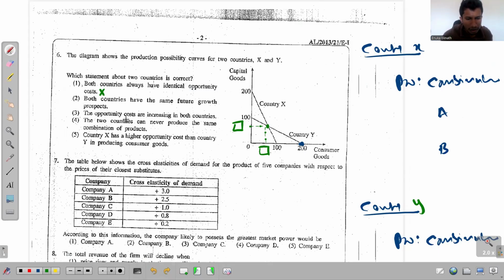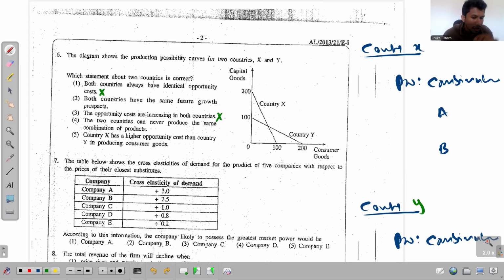So the third one, the opportunity costs are increasing in both countries. So this is the point. If the opportunity cost of producing the goods is increasing in both these countries, this is not how you will get the PPC. It will take this concave shape to the origin if opportunity costs are increasing. But here, in both countries, the PPC takes this straight line shape. The reason, the opportunity cost remains constant at any point on this line. It won't change. So this is also wrong then. It's not increasing, it remains constant.